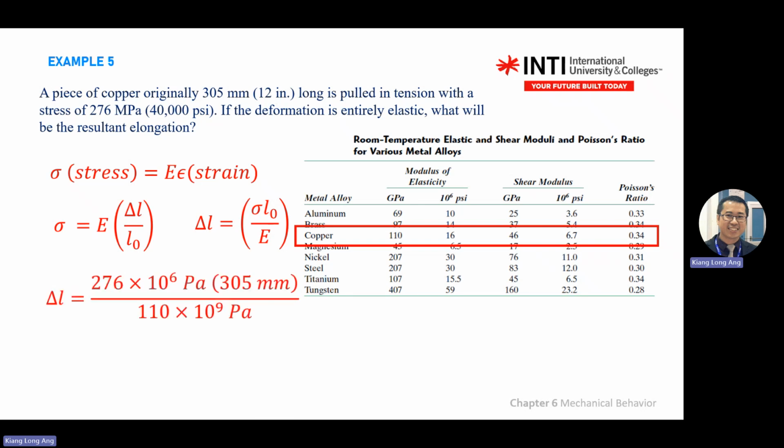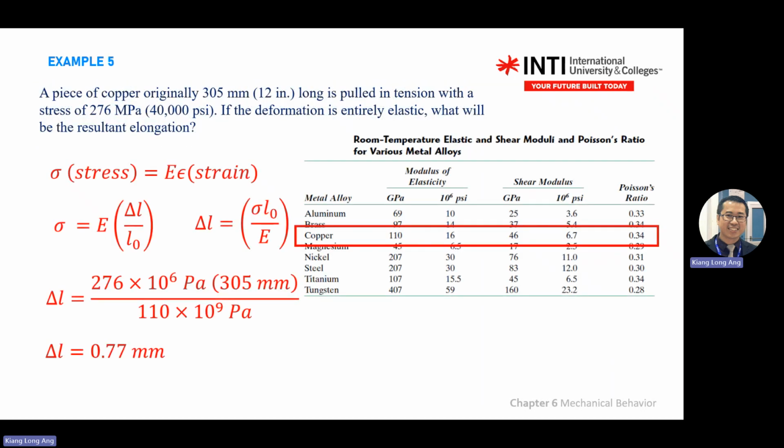Okay? You substitute. Remember the unit SI and the giga, mega, you convert to 10 power something. Then you cancel. So the deformation here is 0.77 mm. You can write it in meter. If the question doesn't mention what unit to use, usually you put the unit SI. How many meter?